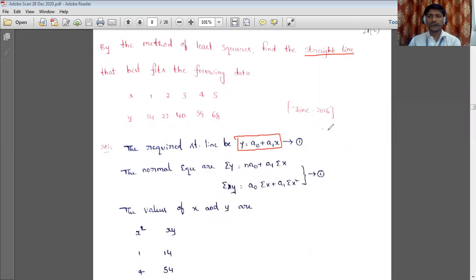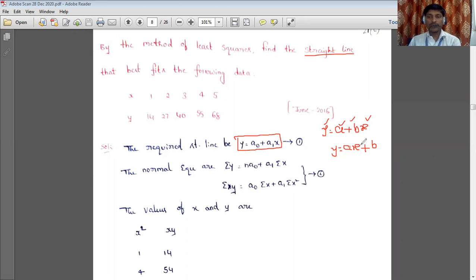If you want, you can choose y is equal to a plus bx, or y is equal to ax plus b. You can choose either one. We already said the variables are not fixed and the constants are also not fixed. In place of those they can give anything. In place of a and b they can give a naught and a1, and in place of x and y they can give l and t, as in the previous problem. If they don't mention anything, you can choose like this also.